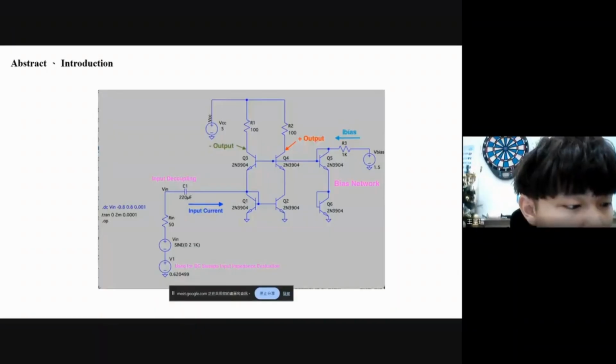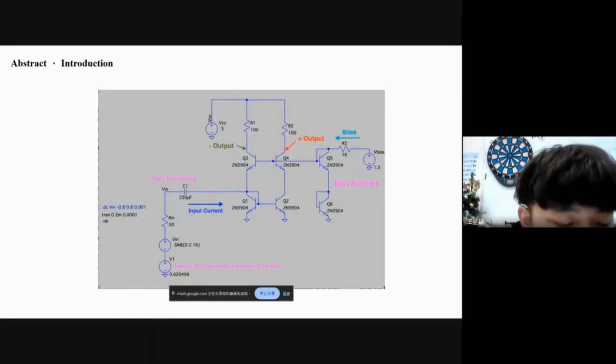The circuit is entirely implemented using bipolar junction transistors (BJTs) and employs a current steering mechanism, allowing the output current to be automatically directed to the corresponding output terminal based on the polarity of the input signal.